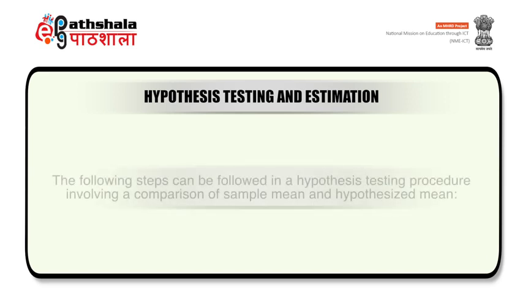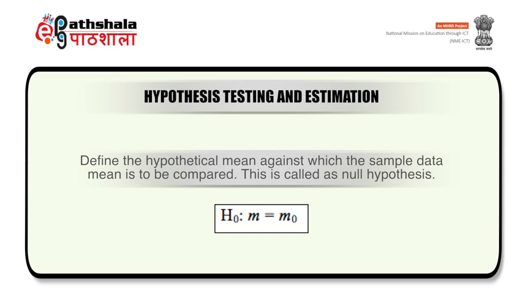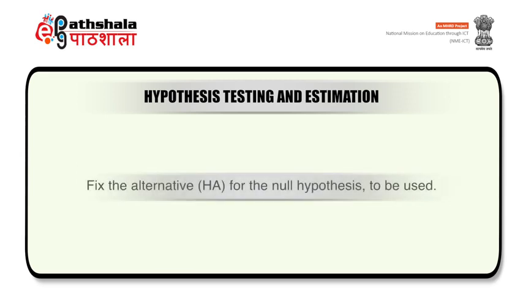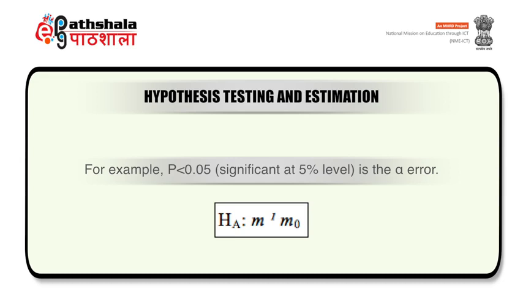As discussed earlier, the following steps can be followed in a hypothesis testing procedure involving a comparison of sample mean and hypothesized mean. Step 1. Define the hypothetical mean against which the sample data mean is to be compared. As you can see on your screen, this is called as null hypothesis. Step 2. Fix the alternative for the null hypothesis to be used. Step 3. Set the level of significance, that is, as you can see on your screen with the example, the significance level, if it is at 5% level, if p is less than 0.05, then it is the alpha error. It is thought of as the producer's risk or manufacturer's risk.